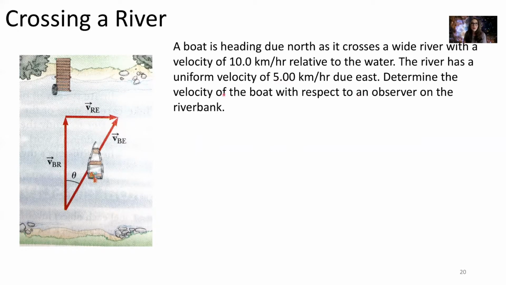So we're going to determine the velocity of the boat with respect to an observer on the riverbank. So for a person sitting in the boat, they'll feel like they're just moving directly toward the opposite shore. But then the person who's standing here is going to see this vector of motion right here, is going to see that boat appear to drift toward the east because of the flow of the river.